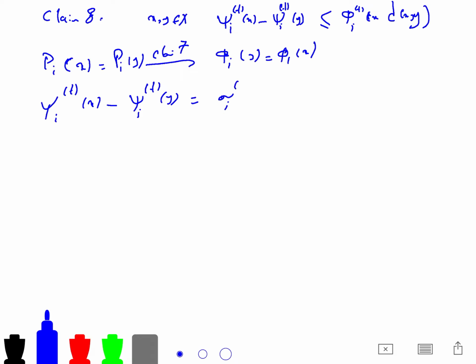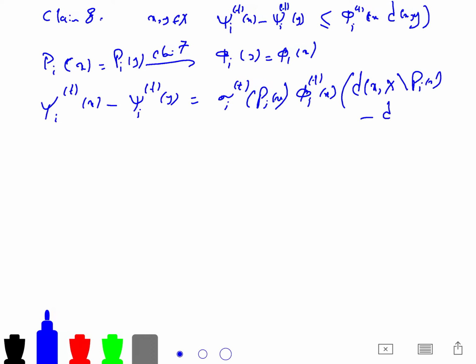which is equal to sigma I pi of x. Now phi I of t of x is the same, so we can factorize it. So d of x and X excluding pi of x minus d of y and X excluding pi of x, because pi of x is the same as pi of y, and this is less than phi I of x d of x and y.